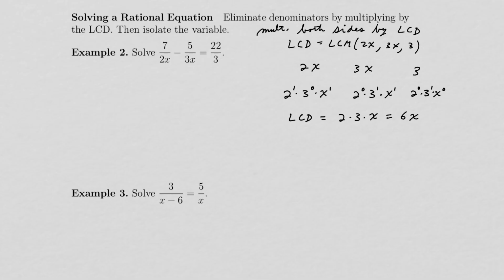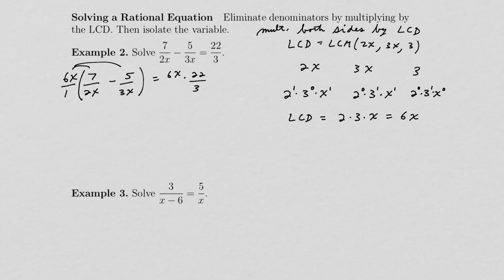Okay, now that I have that, I'm going to multiply both sides of the equation by 6x. All right, so I'm going to have to distribute that 6x on the left-hand side, and then the same thing on the right-hand side. Multiply it by 6x. Okay, so what does this mean? Well, remember, 6x you can think of as 6x over 1 if you want to write it as a fraction.